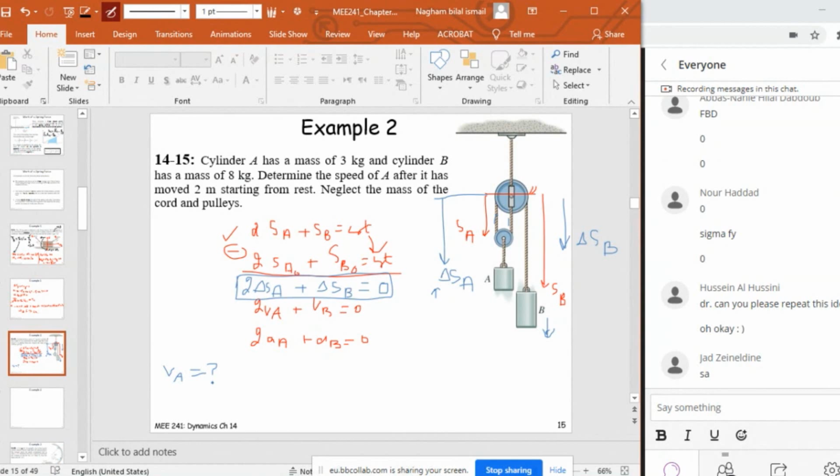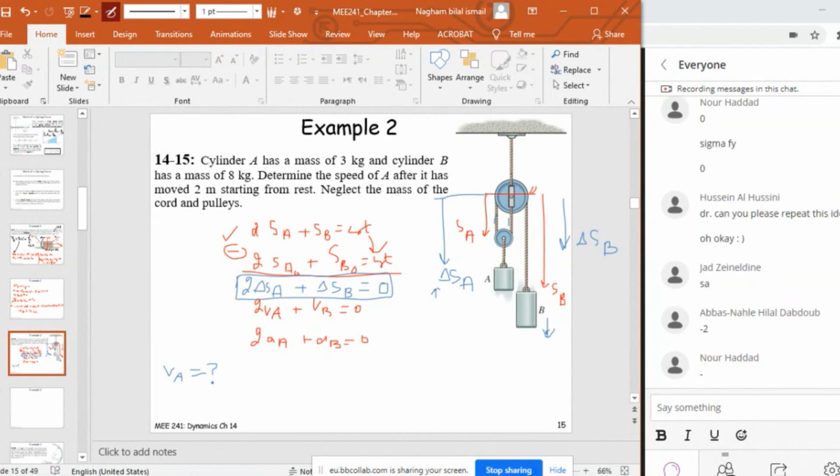So what does this mean, guys? They are giving me delta SA. Do you think that delta SA will be +2 or -2? Delta SA will be -2. Perfect, because I know, guys, that delta SA should be negative because A is going upward.